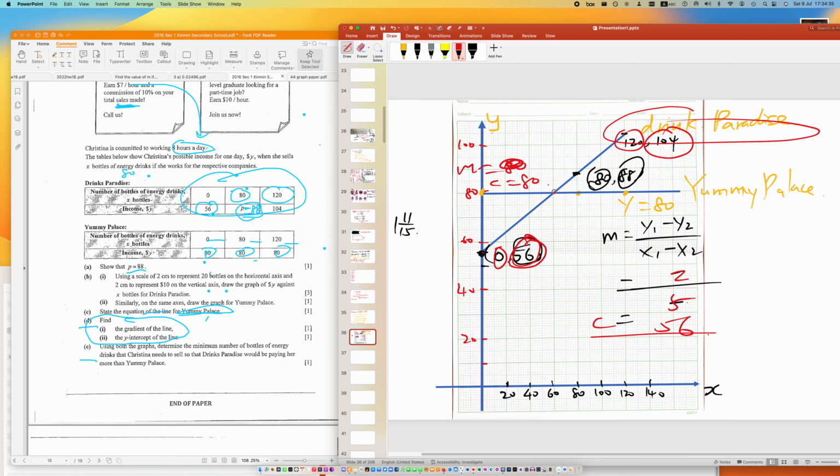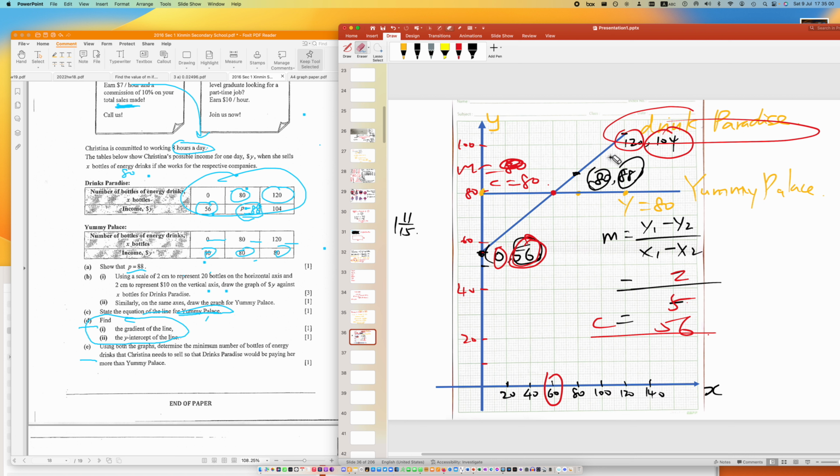So it must be more than how many bottles? More than 60. Then Drink Paradise will pay more already. That means from here onwards, he must sell more than 60. Remember? Actually, this is the intersection point. It's also the limit.